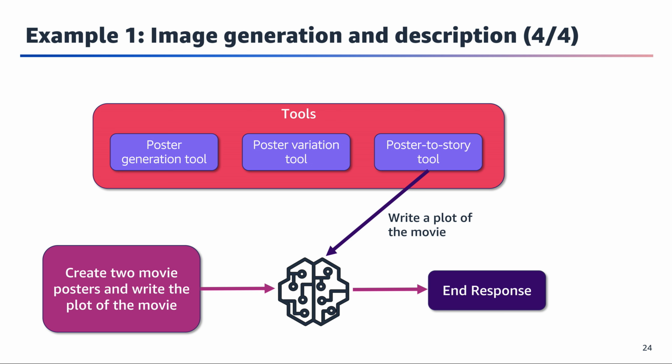In this final slide, we see the completion of the creative workflow. The poster-to-story tool now comes into play, transforming the visual creations into a narrative structure by generating a plot for the movie. Notice how we've added an end response element, showing that the process delivers a complete package from initial poster generation through variation to a fully developed story. This demonstrates the full capability of the AI-powered Creative Suite.